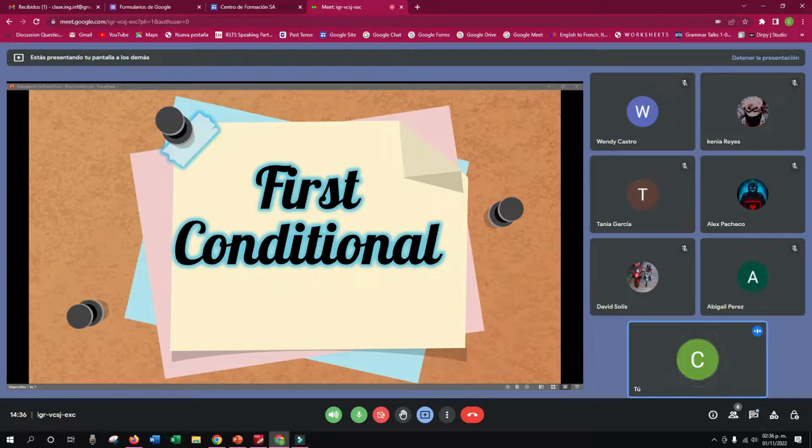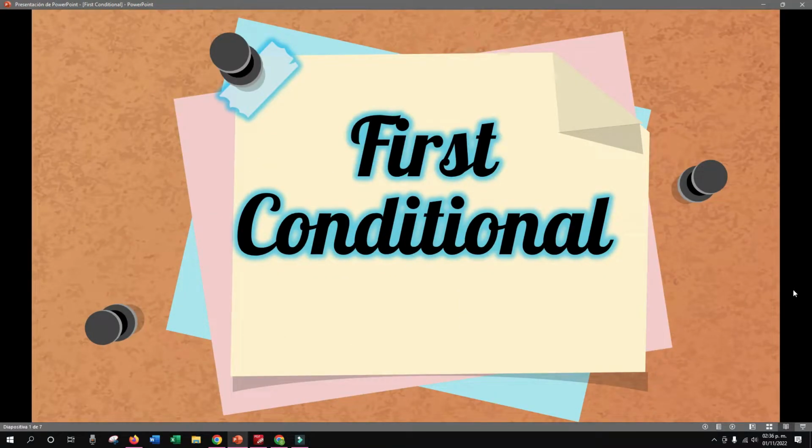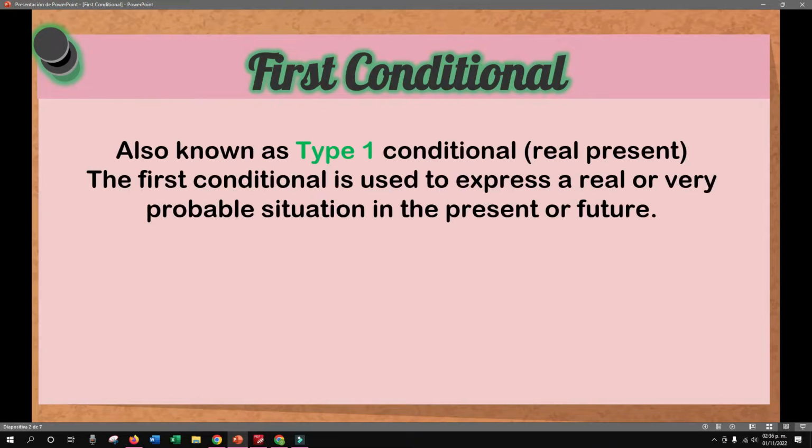So, let's start. There you have first conditional, type 1. The other was type 0, right? So, this is type 1. It says first conditional, also known as type 1 conditional, real present. The first conditional is used to express a real or very probable situation in the present or future, right?